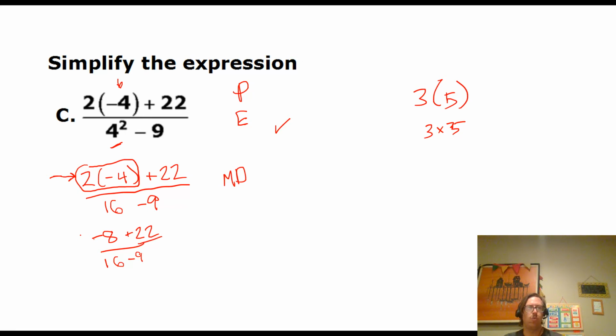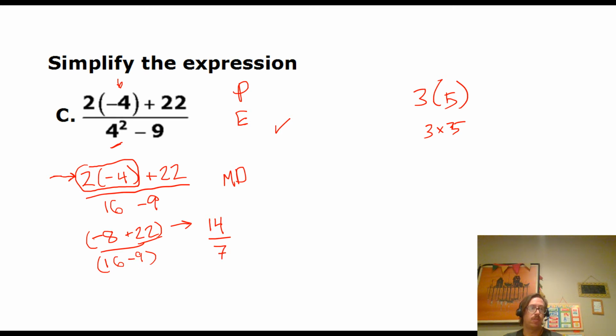Now, some of you guys may see the negative 8 and the 16 and be like, oh, I can simplify that. I can make a 1 on top and a 2 on the bottom. But you'd be jumping ahead. Remember that fractions are like groups. It's like there's a grouping symbol above and a grouping symbol below. We should simplify those before we move on. So I'm going to do my addition and subtraction step on the top, and I would get negative 8 plus 22. That would be 14 on top. And on bottom, 16 minus 9, that is a 7.